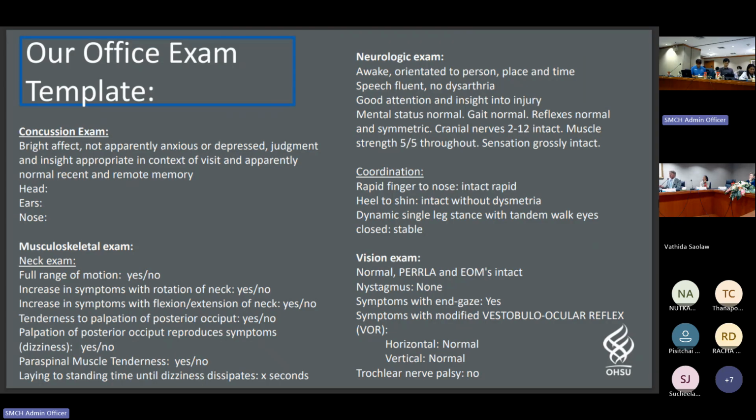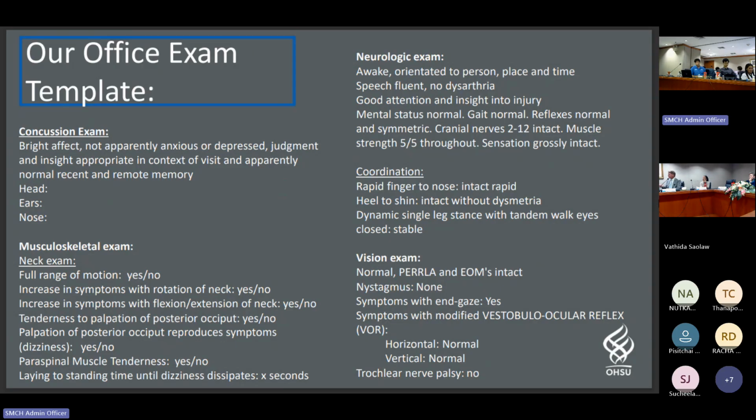And this is our protocol for our exam. I'm not going to go through all of this, other than to say that we focus it around the head and neck initially. Then we do a neck exam itself and look for signs of neck injury. And then we do a neurologic exam, which is not different than most neurologic exams you do.